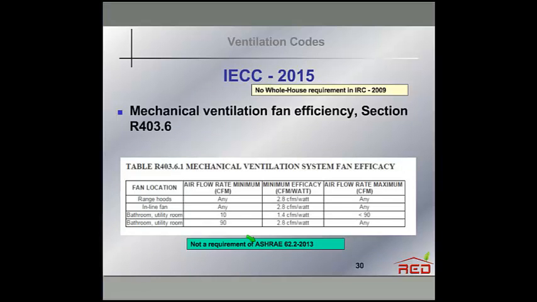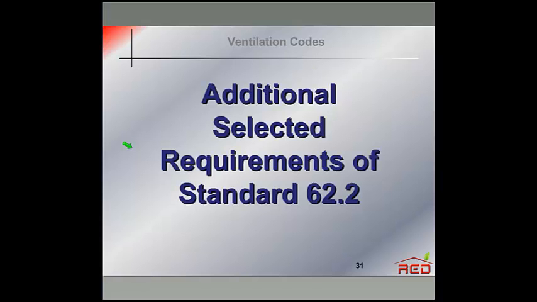The International Energy Conservation Code 2015 also gives a listing of the fan efficiency, or sometimes called efficacy, for range hoods and so on. The ASHRAE 62.2 standard does not do this. The ASHRAE 62.2 standard, as part of its scope, does not consider the issue of energy, either fan efficacy or the energy that's used in ventilating a home. Others certainly have looked at that, but it is not part of the 62.2 standard.